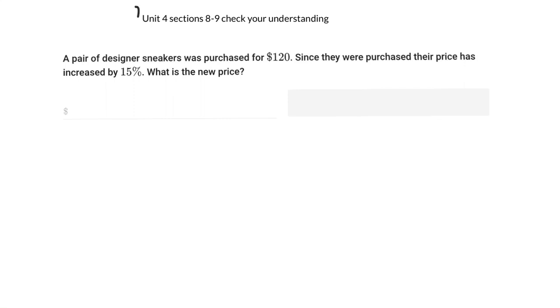Let's look at Unit 4, Section 8 and 9, Check Your Understanding. A big part of this section was being able to write an equation to represent what we are looking at. Even though some of these problems don't ask for an equation, I am going to show you how to write the equation.